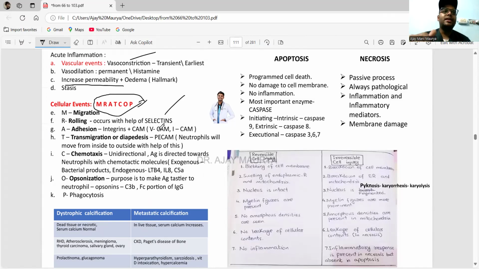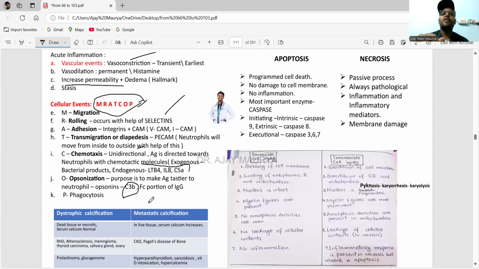C for chemotaxis. This is only unidirectional. The neutrophils are directed towards the antigen with the chemotactic molecules. What are these? Exogenous bacterial products and antigens, leukotriene B4, interleukin 8, and the C5a complement protein. Next, opsonization. What is the purpose of opsonization? The purpose is to make the antigen stick to the neutrophils. The opsonin is C3b, and it will make the antigen sticky. Opsonization is C3b.